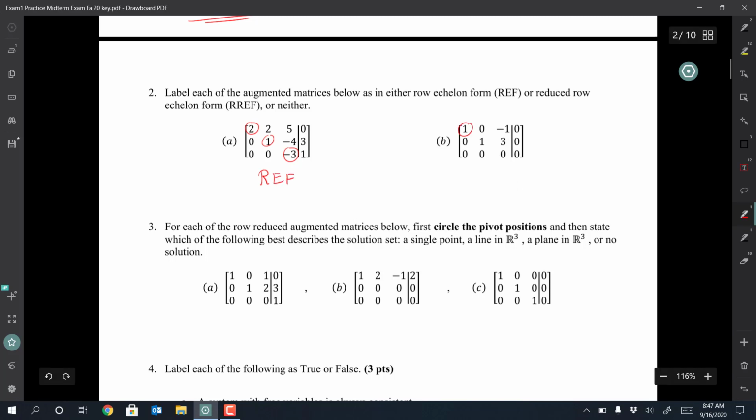Next one, I have a pivot here, I got a pivot here. Those are both 1. I have zeros below those pivots, I have zeros above those pivots. I've moved any rows of all zeros to the bottom. This guy looks like it's an RREF form.